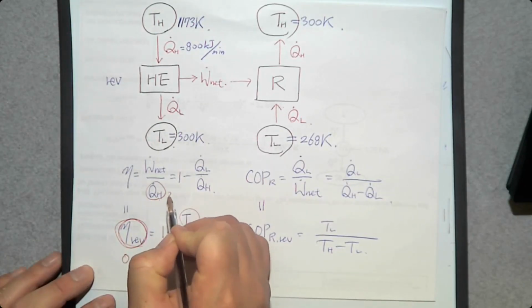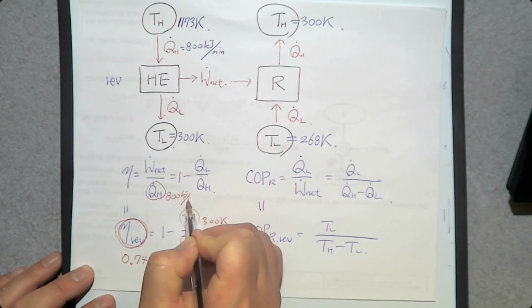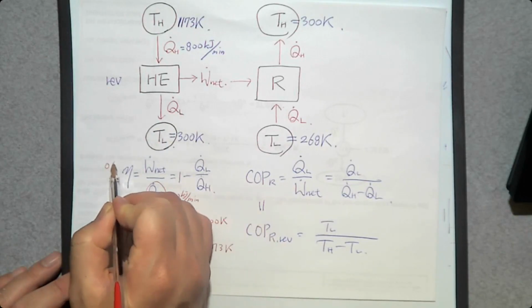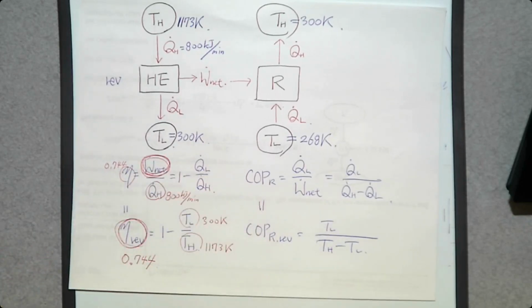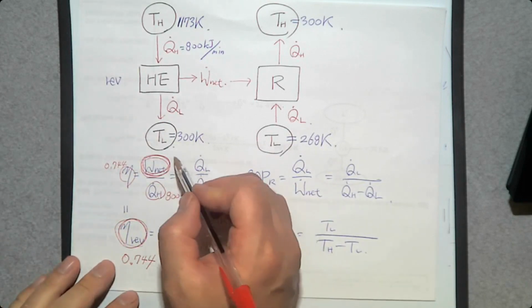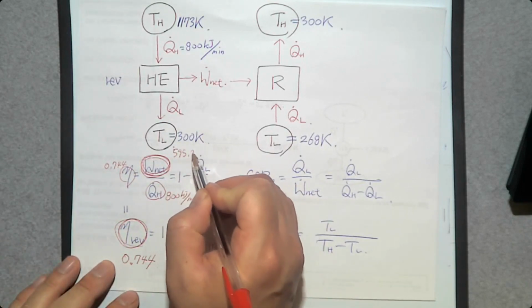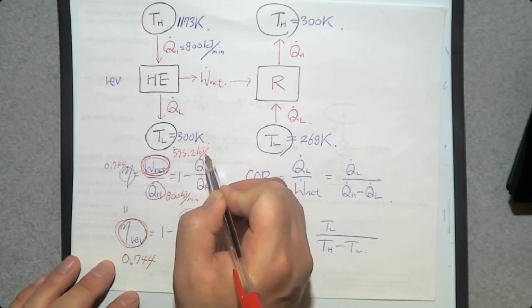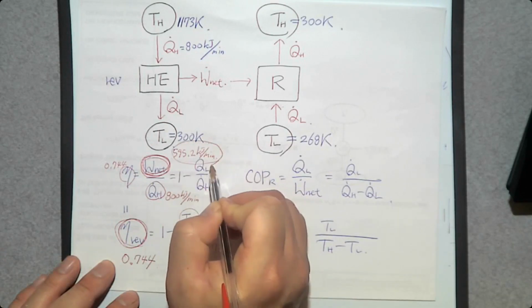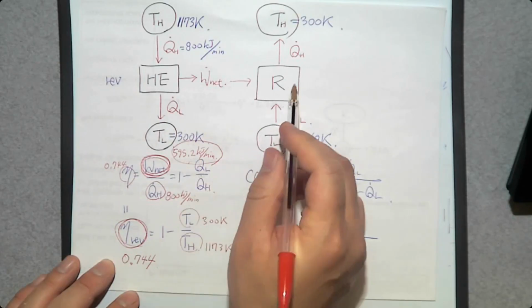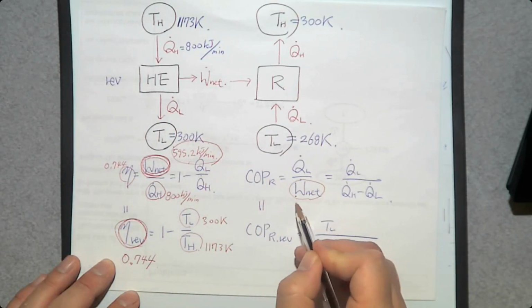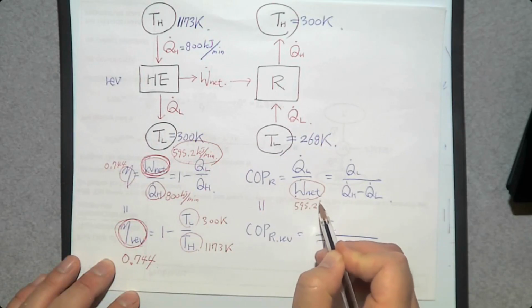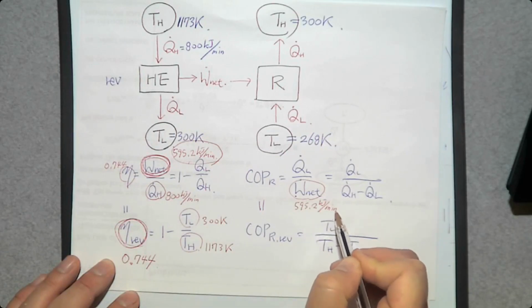So this one is 800 kilojoule per minute. What is the efficiency? 0.744. Can you determine the power? Yes. Power developed is going to be 595.2 kilojoule per minute. Then this is the power that goes to this refrigerator. So this W dot net is going to be 595.2 kilojoule per minute.